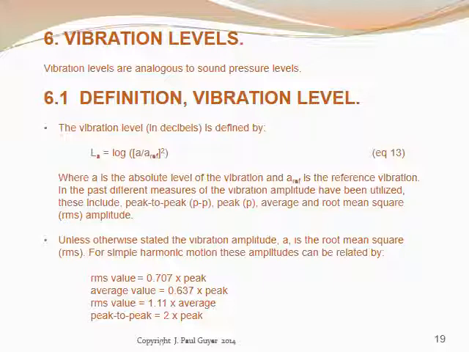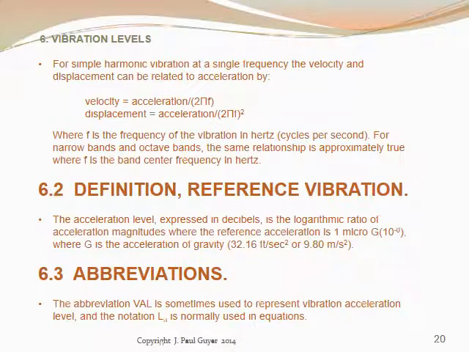For simple harmonic motion, these amplitudes can be related as follows: root mean square value is equal to 0.707 times the peak, average value is equal to 0.637 times the peak, root mean square value is equal to 1.11 times average, and the peak to peak is equal to 2 times the peak. In addition, vibration can be measured with three different quantities. These are acceleration, velocity, and displacement. Unless otherwise stated, the vibration levels used in this discussion are in terms of acceleration and are called acceleration levels.